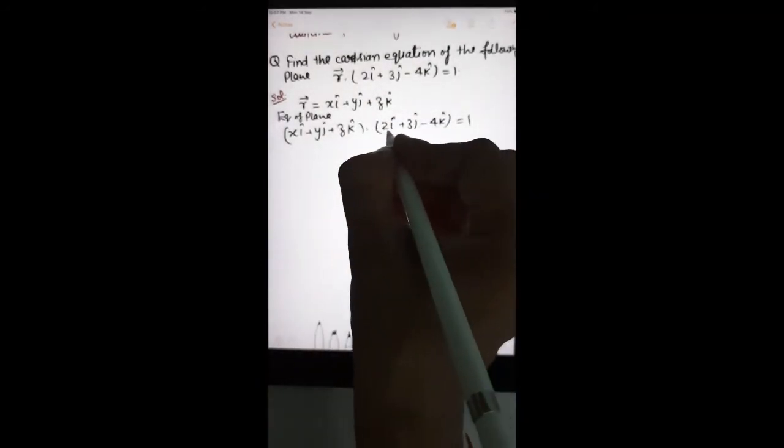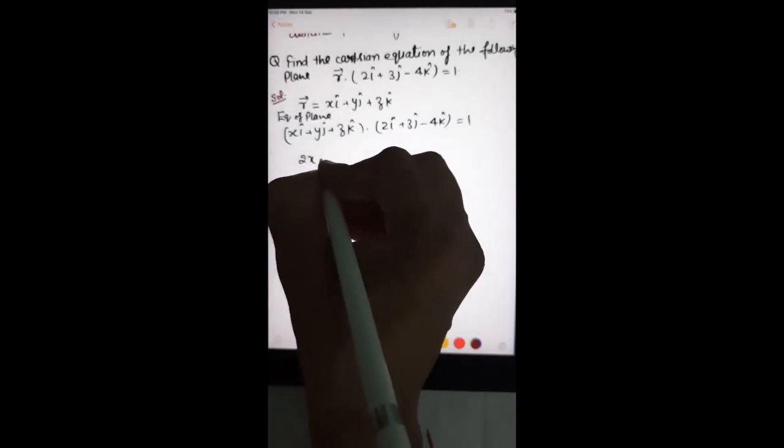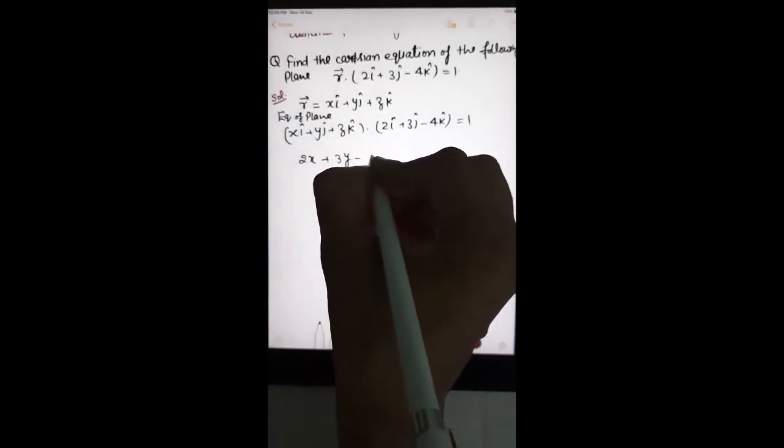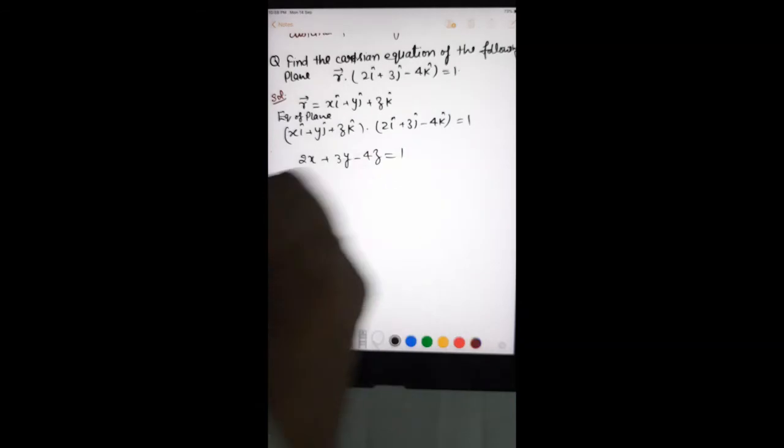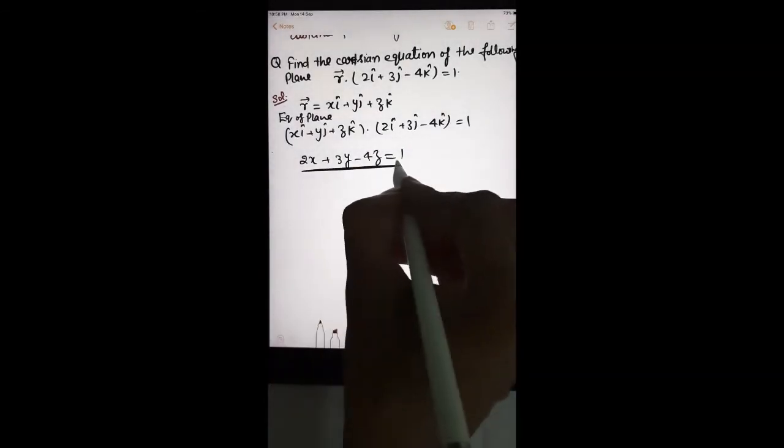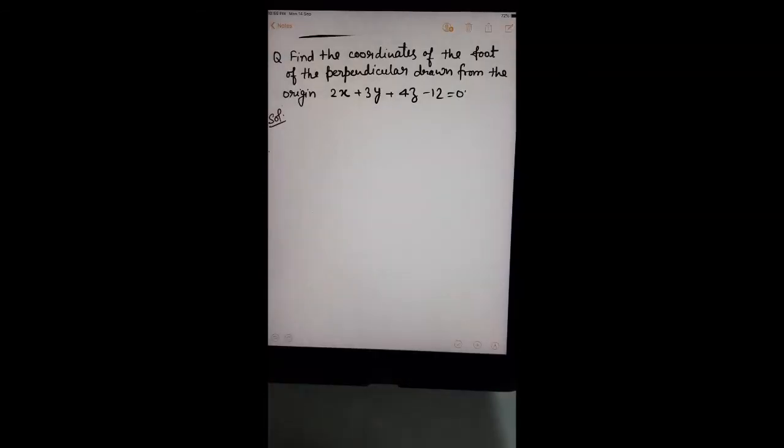So take the dot product, it will be 2x plus 3y minus 4z is equal to 1. So this is the equation of plane. Now the next question is, find the coordinates of the foot of the perpendicular drawn from the origin to the plane.